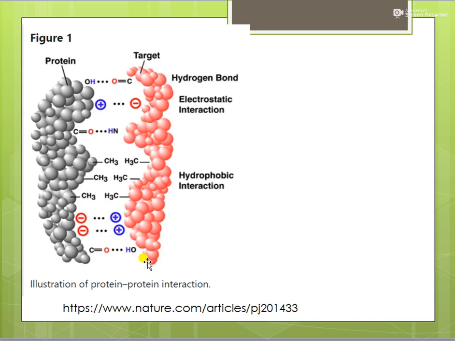With this, we come to an end of the non-covalent bonds and their role in biomolecules.